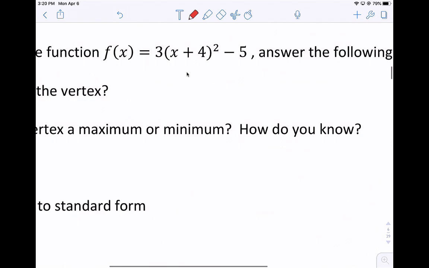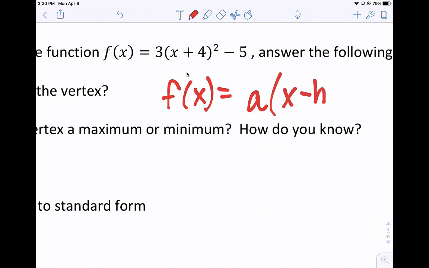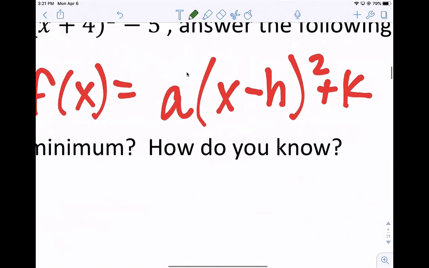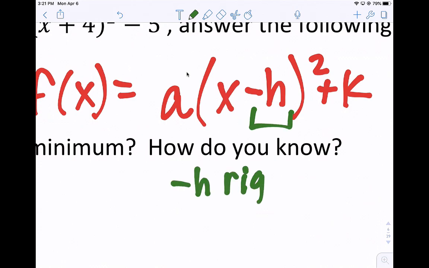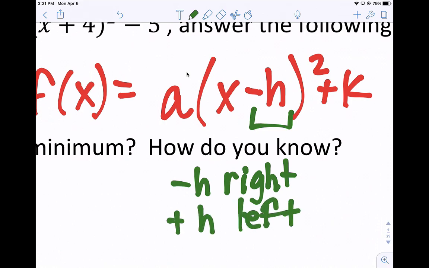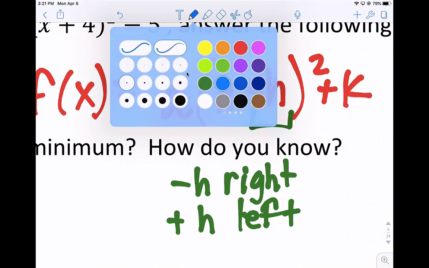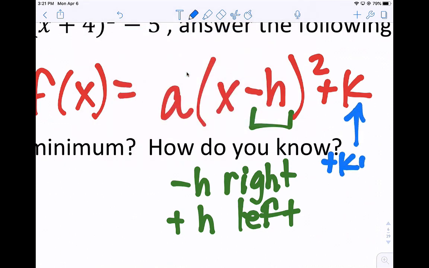Vertex form is in the form f of x equals, you have that a value, which tells you the direction of the graph and if it's wider or skinnier than the original. And then you have x minus h squared plus k. And if you recall from the functions unit first semester, h is left and right, minus h is to the right, and plus h is to the left. And then plus k is up k units, and minus k is down k units. All right, so that is review.